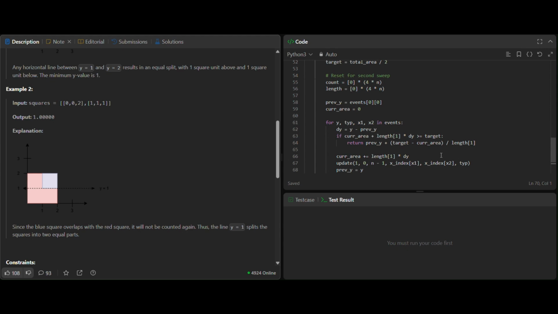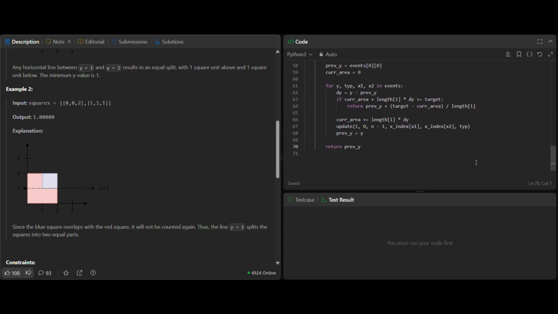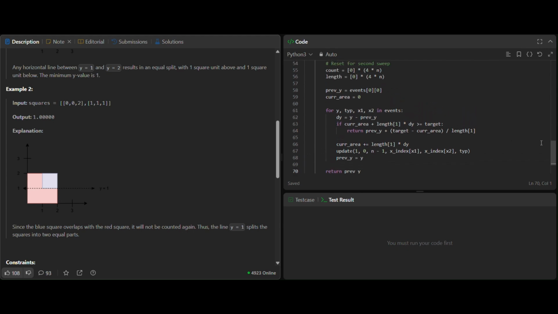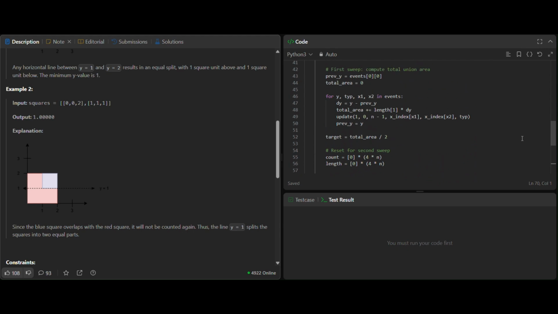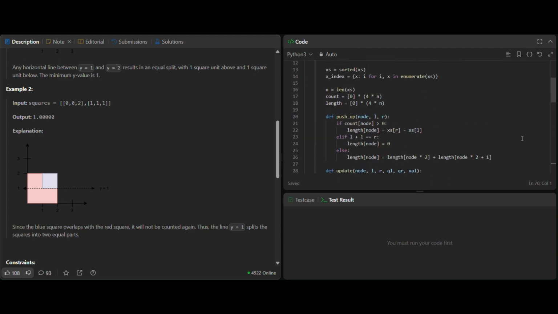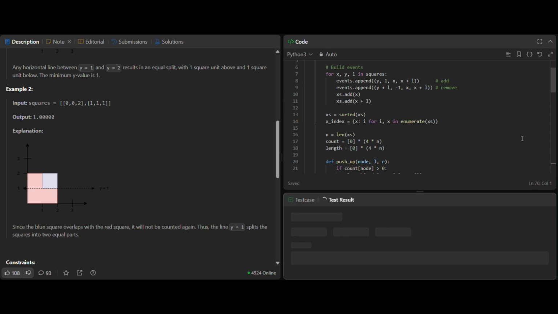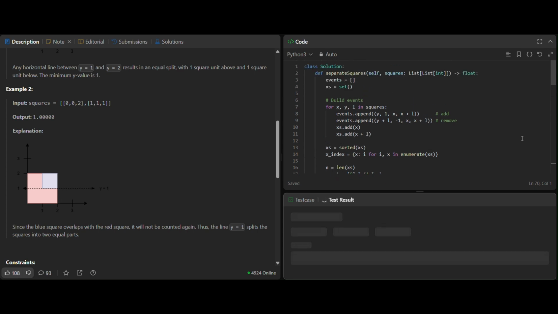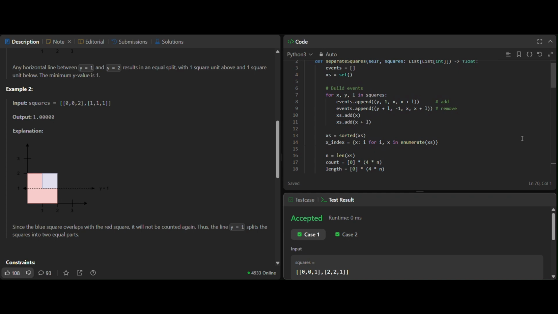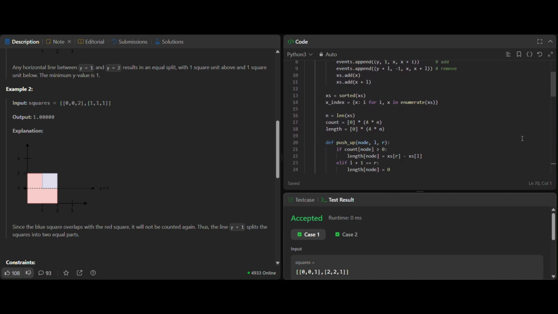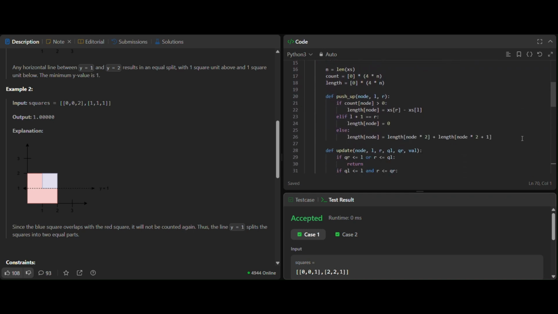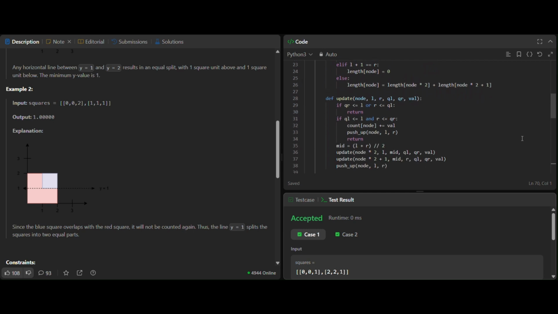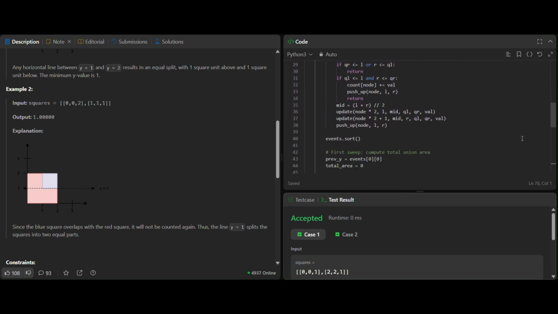For the second sweep, we reset the segment tree arrays and track the accumulated area. As we process each event, we check if adding the current rectangle would reach or exceed the target area. If so, we return the previous y plus the fraction of the vertical segment needed to reach the target. Otherwise, we add the current segment's contribution to the accumulated area and update the segment tree. If we finish processing all events, we return the last y. This method efficiently finds the horizontal line that divides the total union area of all squares in half, using a sweep line algorithm combined with a segment tree.